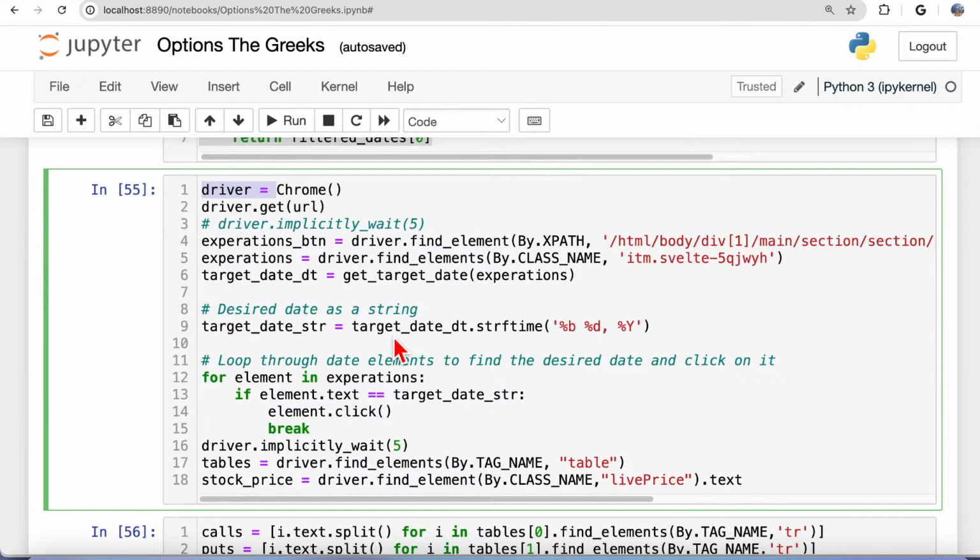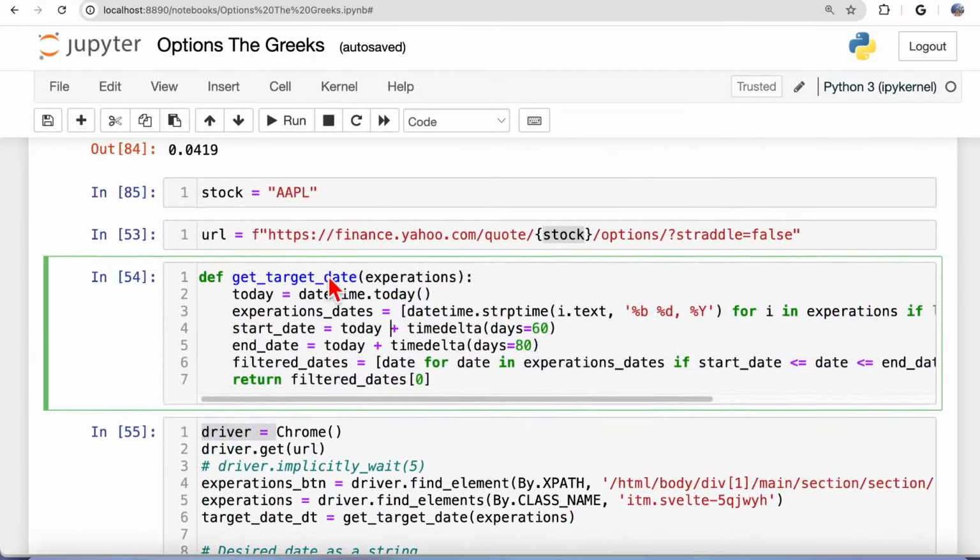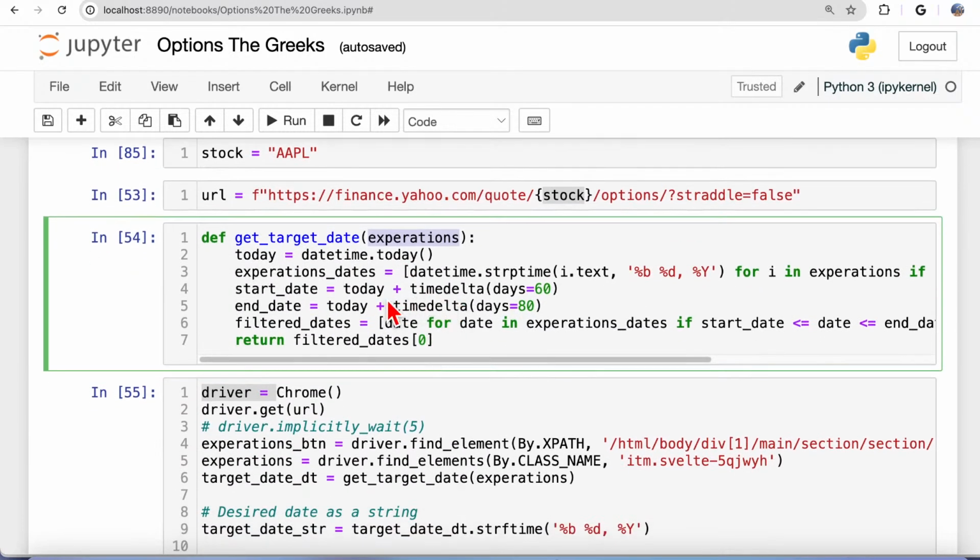How do I choose exactly that date that I want to get? Take a look here. This is a function that will take all expiration dates, and then I know today's date, so it's today, and then I want to create a time delta. So I want to get all expirations at least 60 days from today, from July 11th. However, I don't want to go any further than 80 days. So I want to capture everything in between.